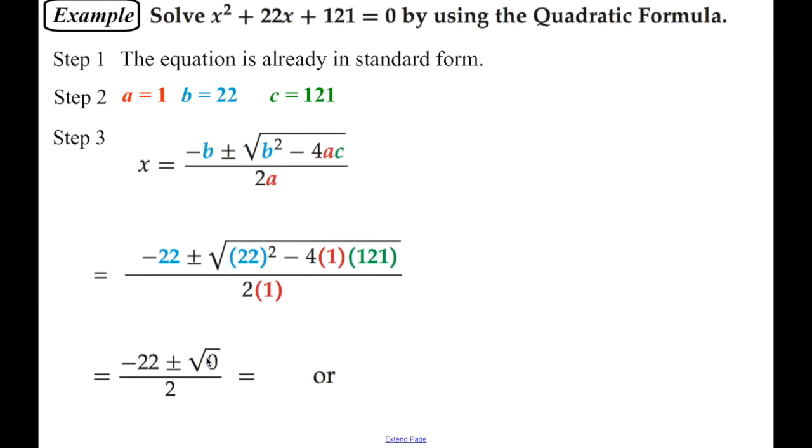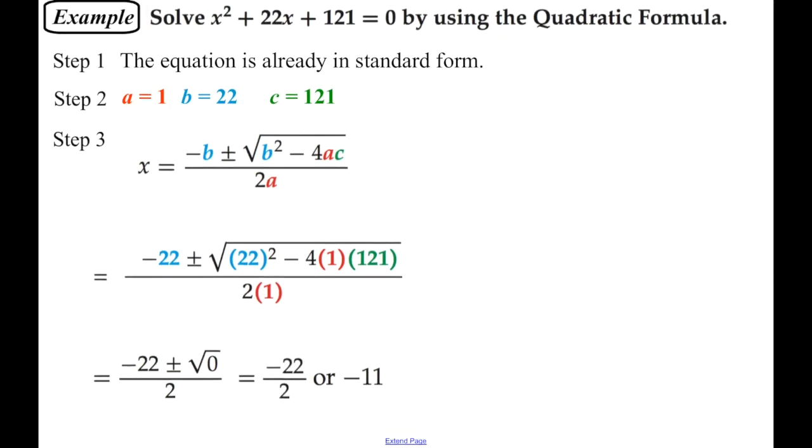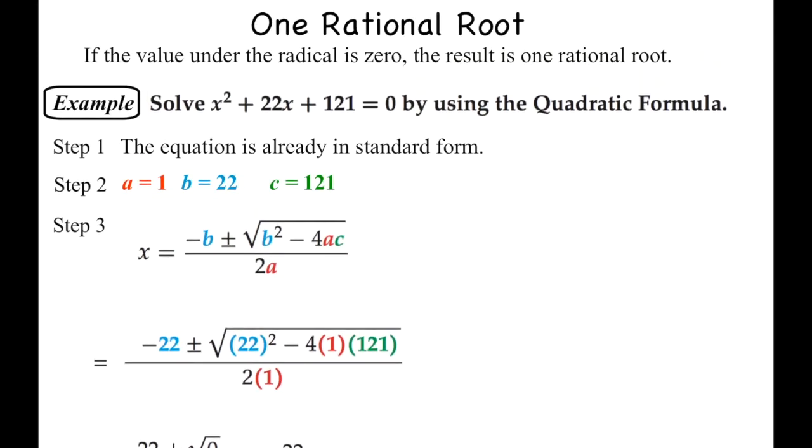So our plus and minus also drops out, and we just end up with negative 22 over 2, which is negative 11. So we get a single rational root when we get a 0 under the square root sign, or under the radical.